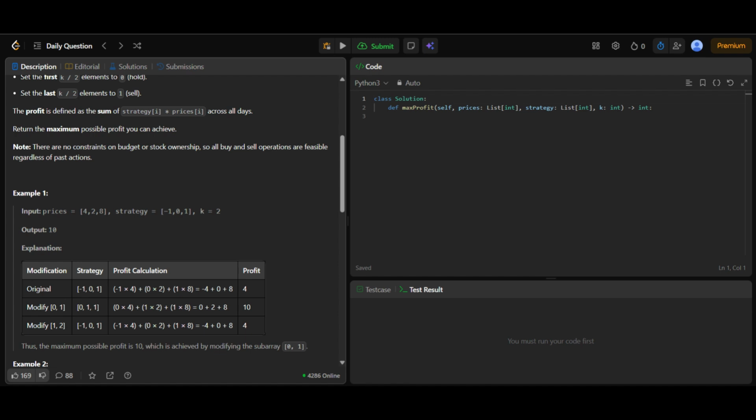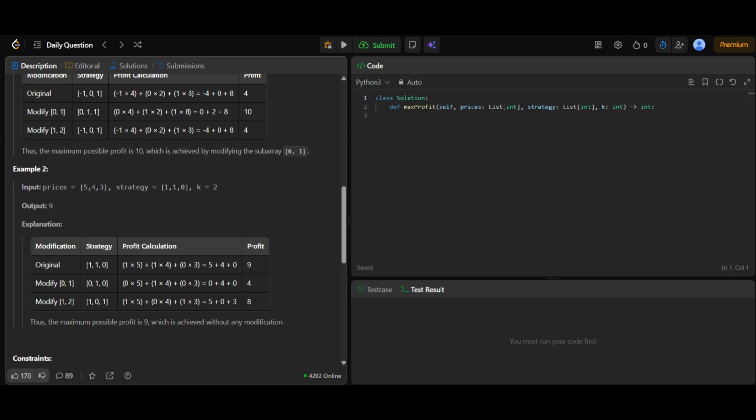Next, let's try modifying the subarray from index 1 to index 2. The strategy remains -1, 0, 1, which gives the same profit of 4. Among all possibilities, the maximum profit is 10, and this maximum is achieved by modifying the subarray 0, 1. That's why the final answer is 10.